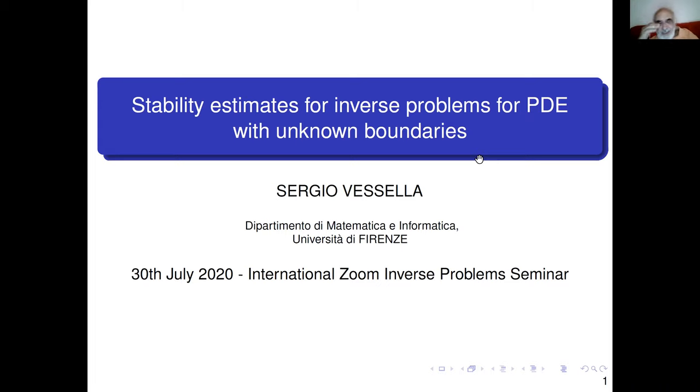I want to say that this type of problem is at the same time a good and simple introduction to inverse problems, because it can be formulated in a simple way, and they are a source of very challenging mathematical questions.